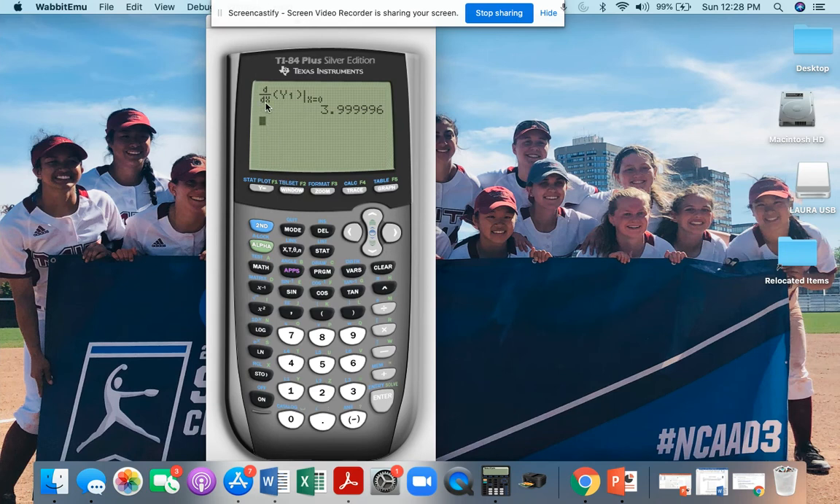right? What is the derivative of the function I put in y1 at 0? The derivative is 3.999. If you use 3.999, that's fine. If you round it to 4, that's fine, right? Either way, and then write the equation of the tangent line.